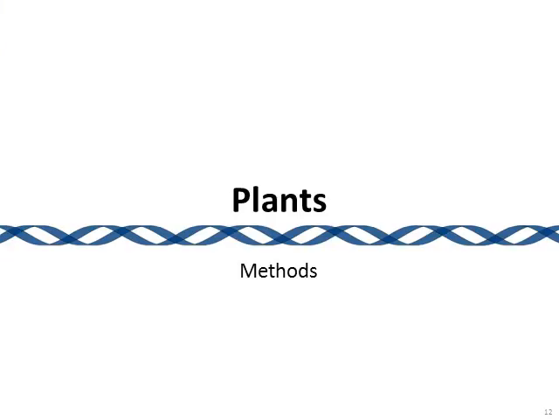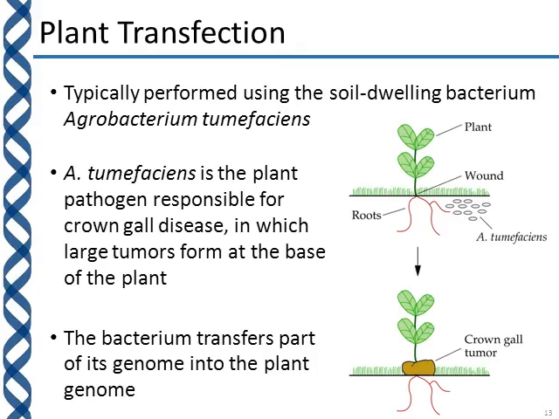So what are some of the methods used for genetically modifying plants? Plant transfection is typically performed using the soil-dwelling bacterium, the Agrobacterium tumefaciens. The Agrobacterium tumefaciens is the plant pathogen responsible for the crown gall disease, in which large tumors form at the base of the plant. The bacterium transfers part of its genome into the plant genome.